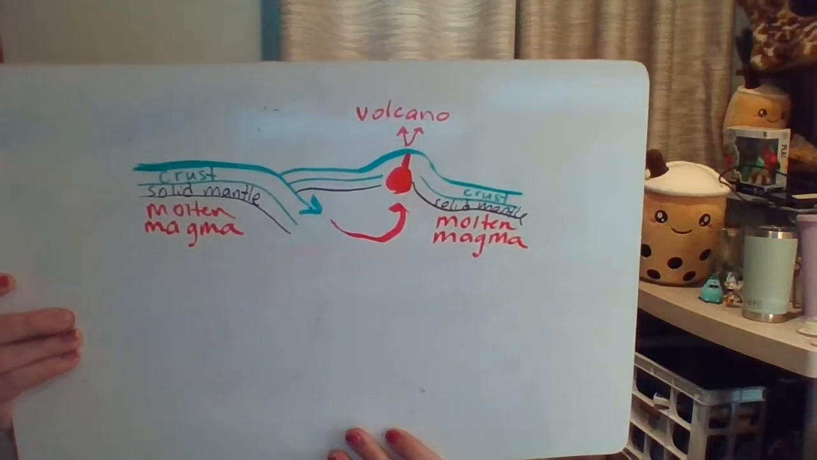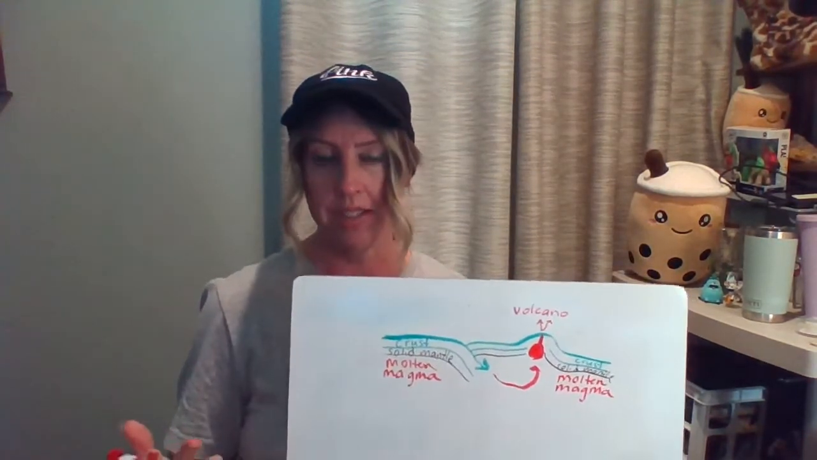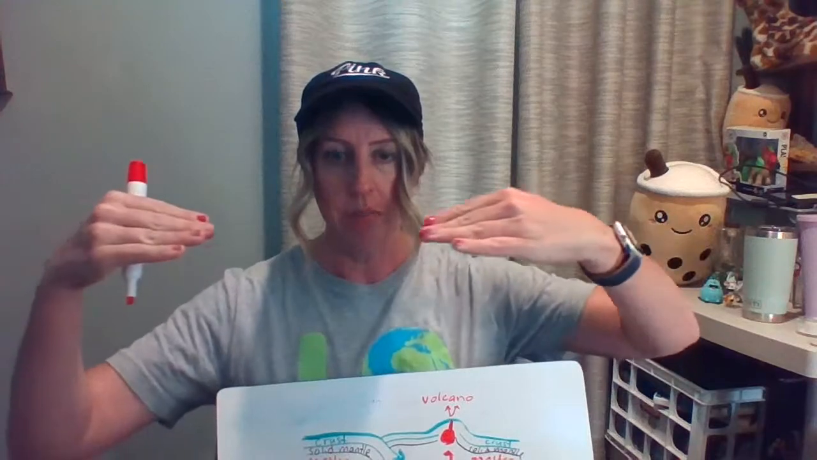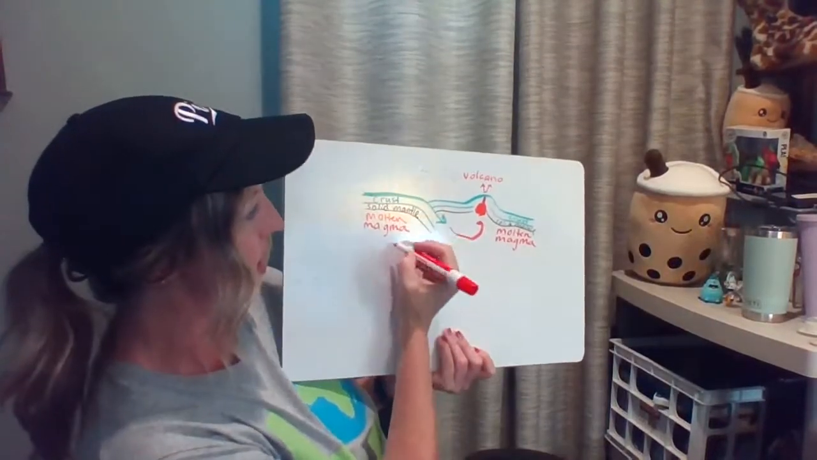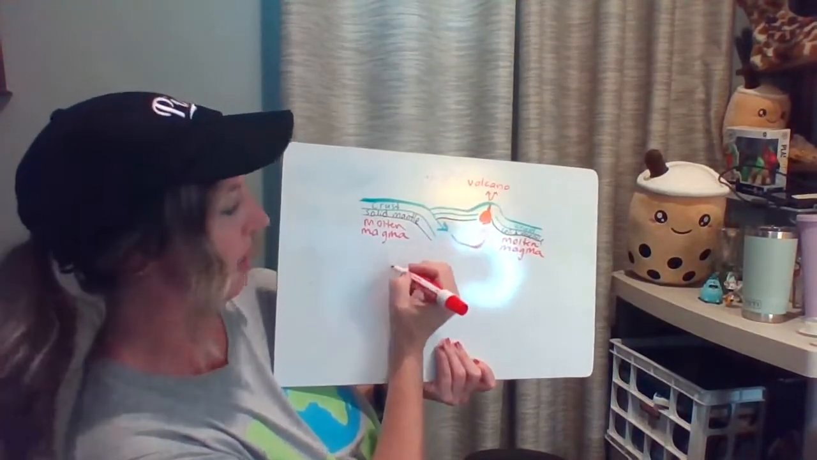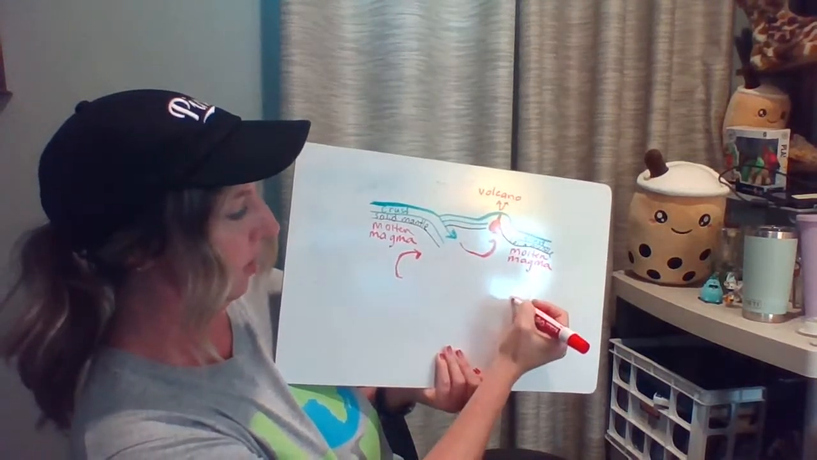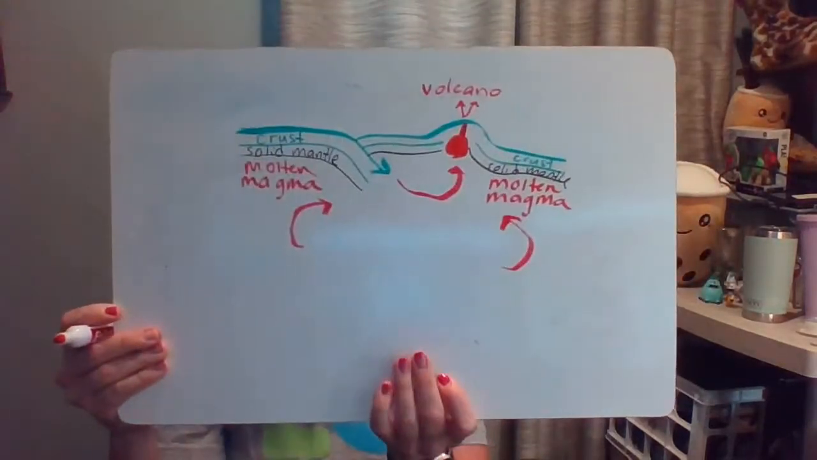Now, what is driving these plates to crash into each other? Convection currents. So we're going to add the convection currents. Since the plates are driving into each other, that means the convection currents are moving towards each other. So we're going to draw that this plate on this side is moving towards the plate on the other side. So these arrows are moving towards each other.